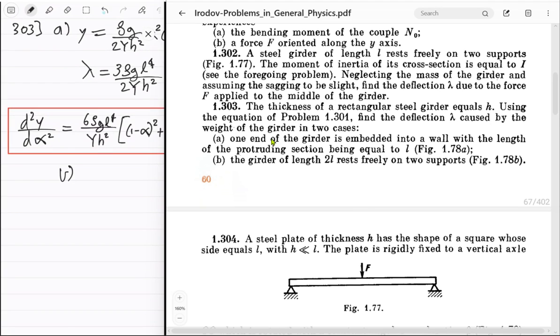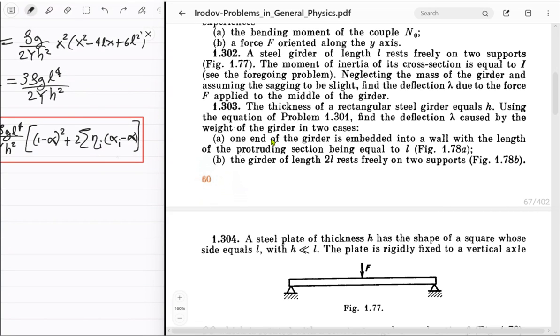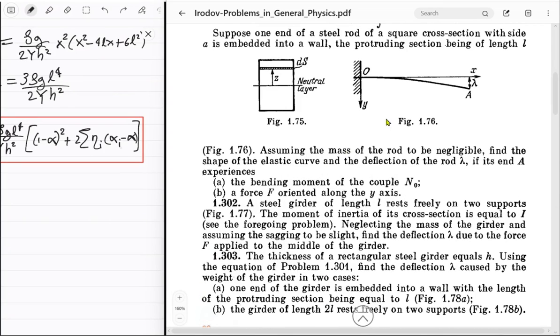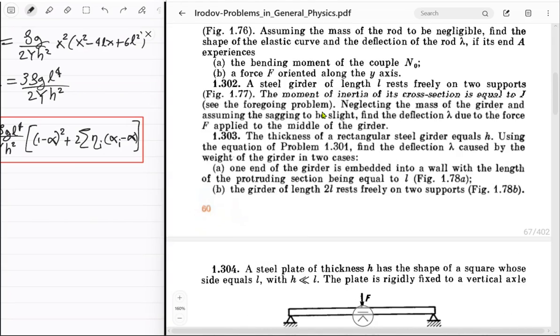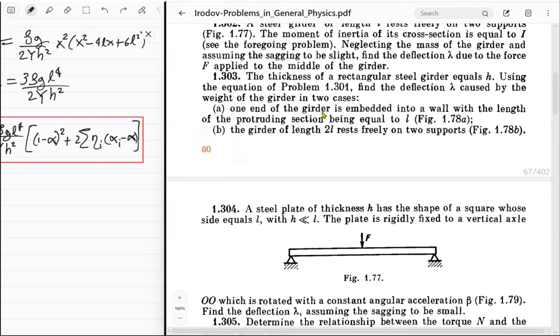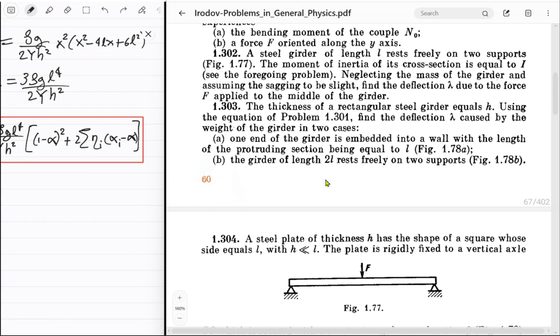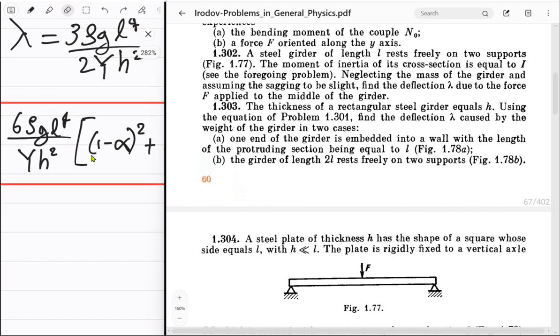So for B, actually, let's test out once again to see if there's need for this factor or not. What was the question once again? 1.77. A steel girder of length L rests freely on two supports. Actually, let's use capital L and not small l, because I want to reserve small l for what they will assign us. So capital L will be the actual length, right?